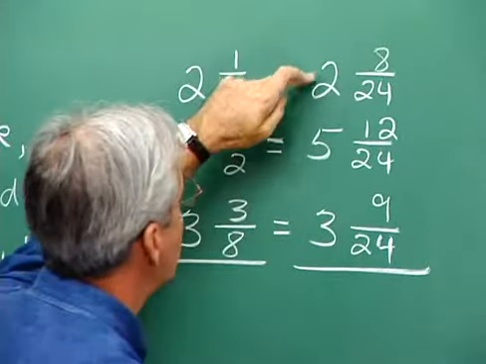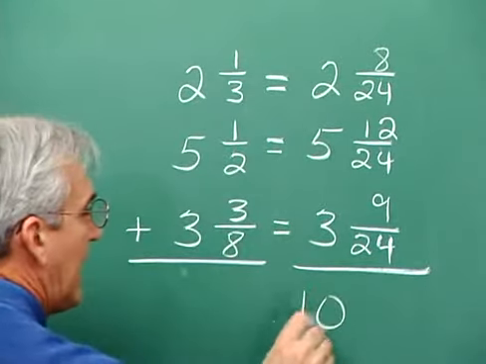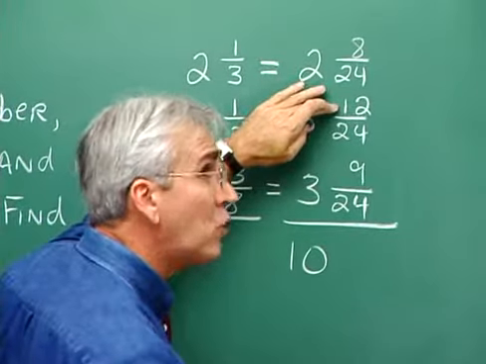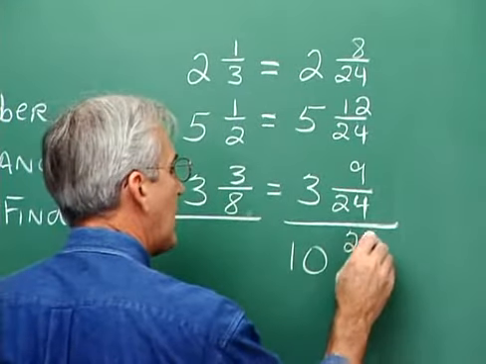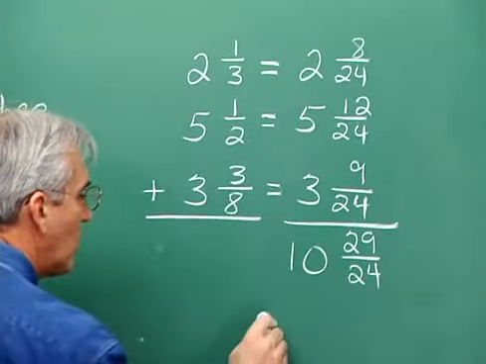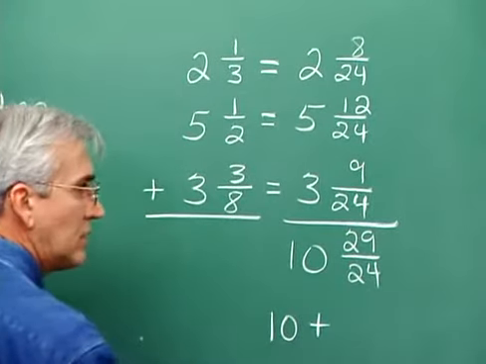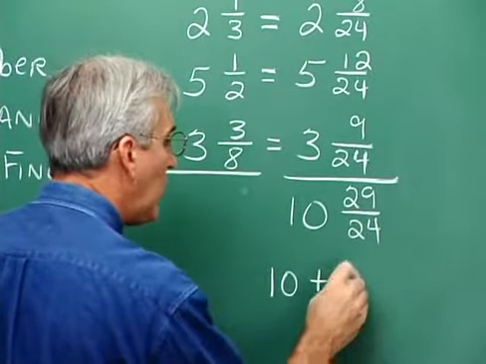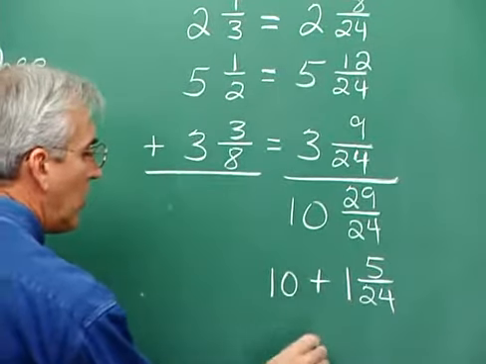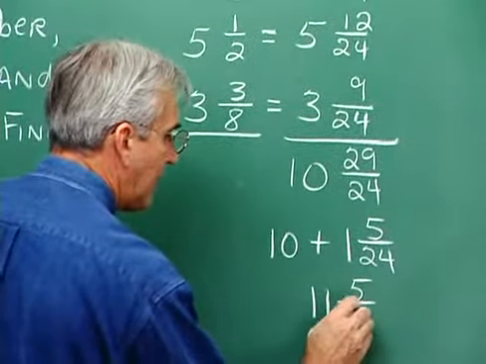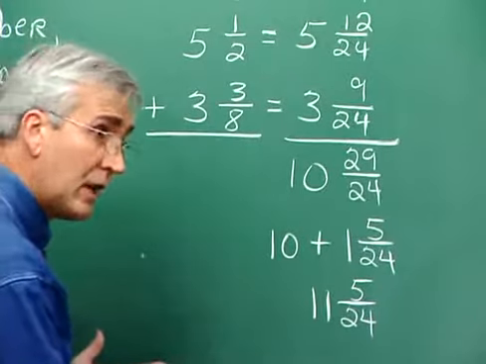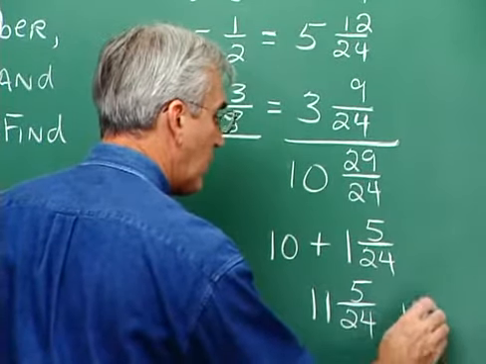For the whole numbered parts, 2 and 5, 7. 7 and 3, 10. And for the fractions, 8 and 12 and 9 is what we're adding. 8 and 12, that would be 20, and 9, 29. So this is 29 over 24. And now we have an improper fraction part in our mixed number, so we think of it as 10 plus, and 24 into 29 goes 1 time with 5 left over. So this is 1 and 5/24. We add the whole numbered parts here to find 11 and 5/24, and we would write our answer probably as a complete sentence. The total rainfall for the 3 months is 11 and 5/24 inches of rain.